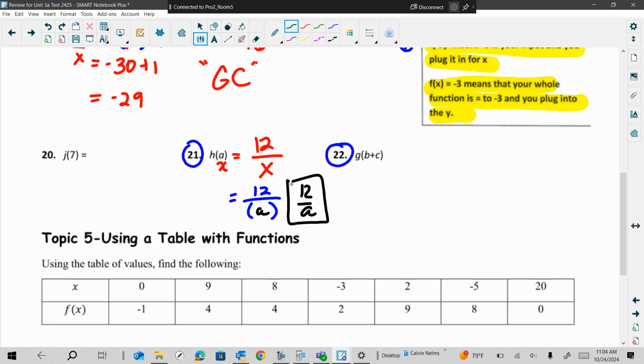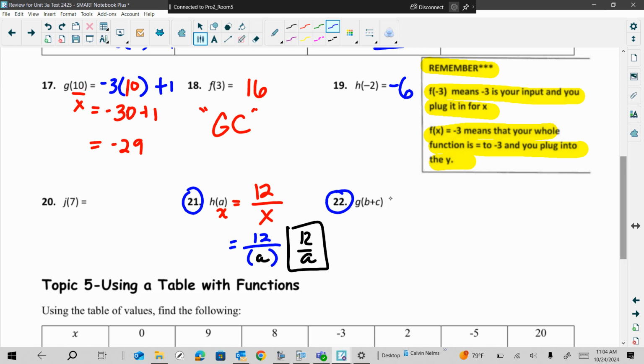So if I was doing g sub x, which I know was the negative 3x plus 1, that's -3 parentheses plus 1. Because inside the parentheses I have b plus c, which represents what I'm substituting, I'm writing that expression b plus c inside of the parentheses. No, you can't do this with a calculator.